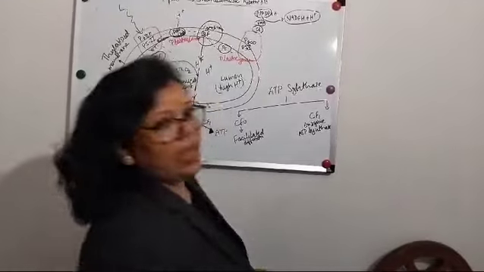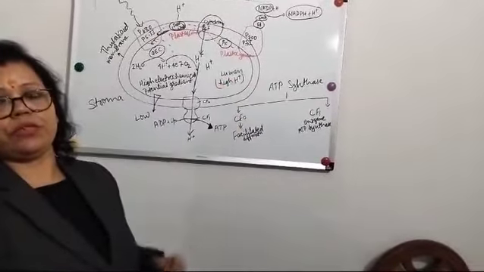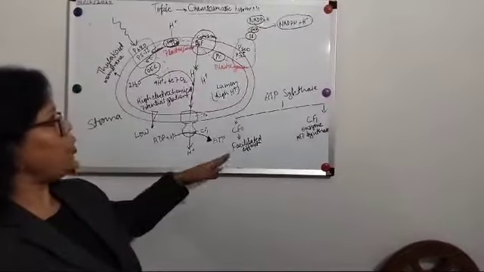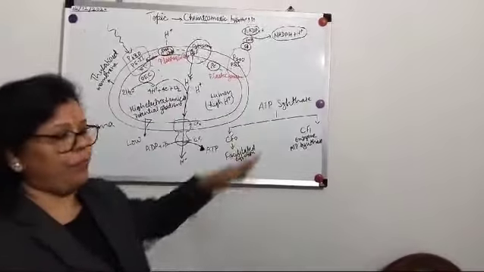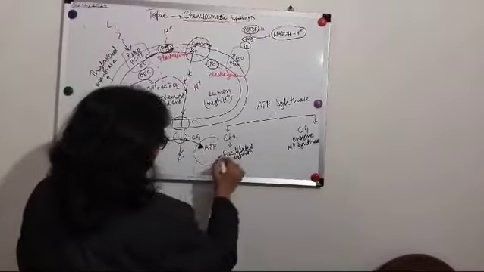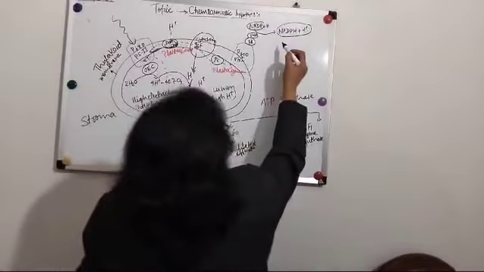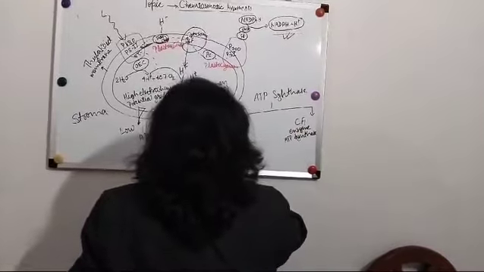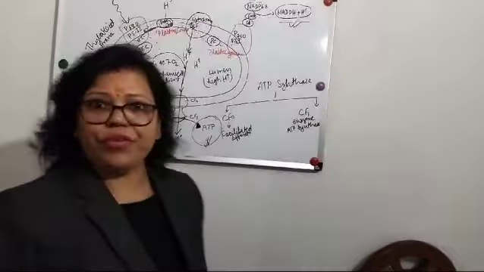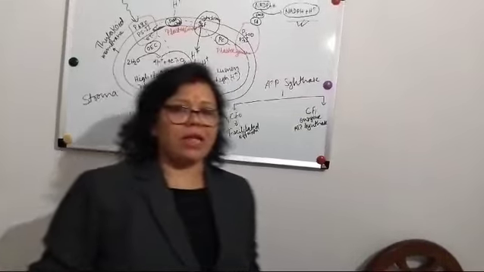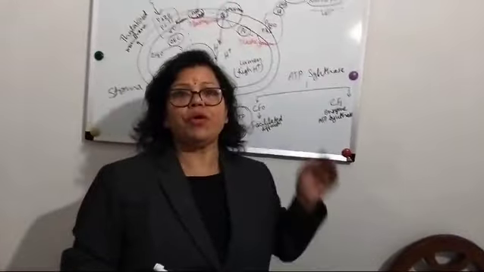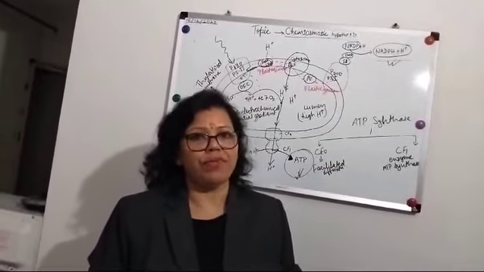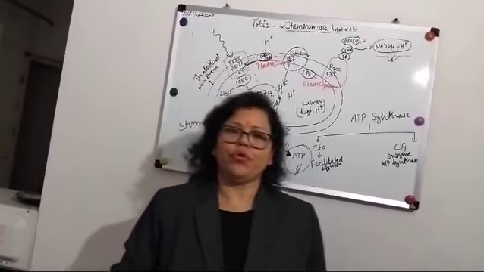So in this way, at the end of this chemiosmotic hypothesis, we can see that two things are formed. Number one is ATP and another one is NADPH2. These two are the products of the light reaction, or you may call them assimilatory power, because these two are utilized during the biosynthetic phase or the dark reaction of photosynthesis.